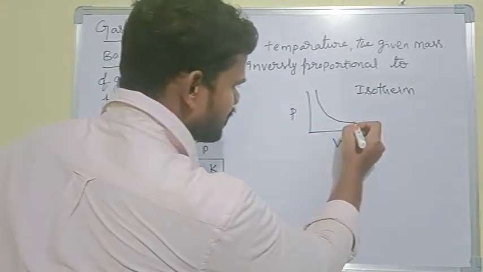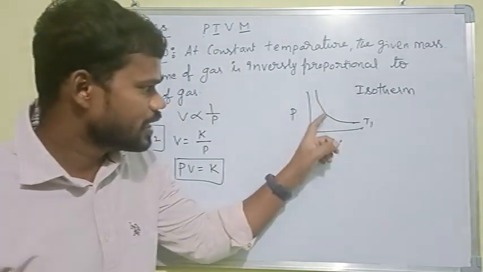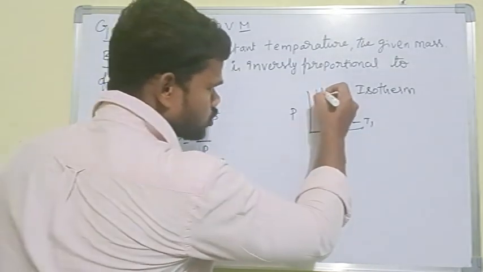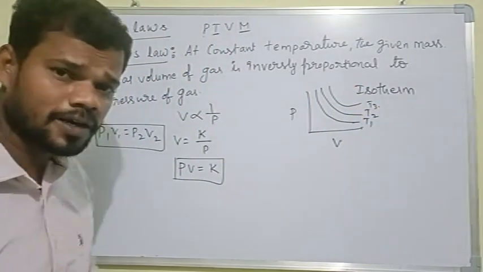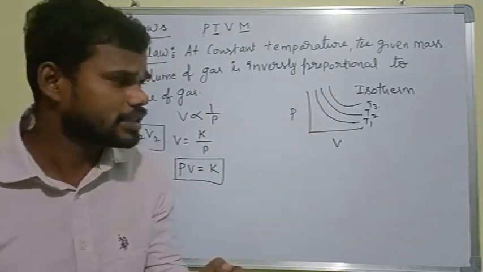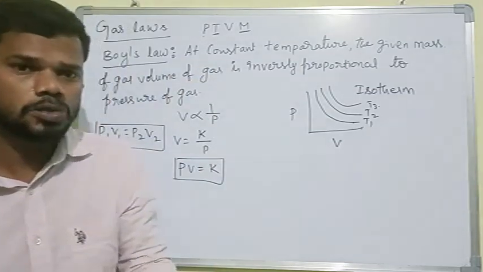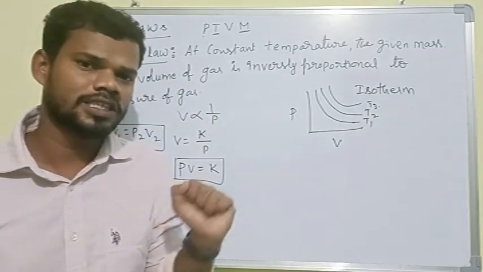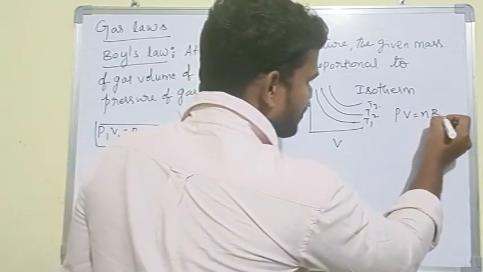If the temperature is kept constant and only one gas is there, the temperature is T1. If two or more gases are present, this is gas 2 with T2 and gas 3 with T3. From the examination point of view, they give this graph and ask you to write the correct order for the temperature: T1 greater than T2 greater than T3, or T3 greater than T2 greater than T1. To decide which order is correct, we have to use the ideal gas equation, PV equals nRT.